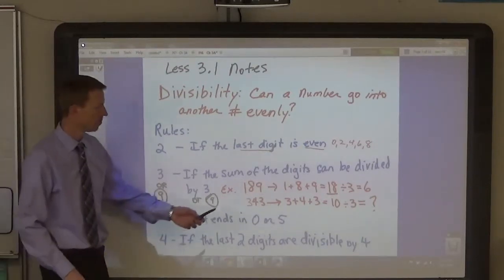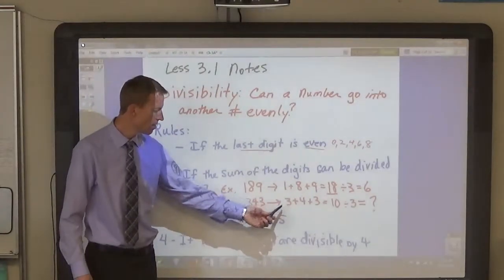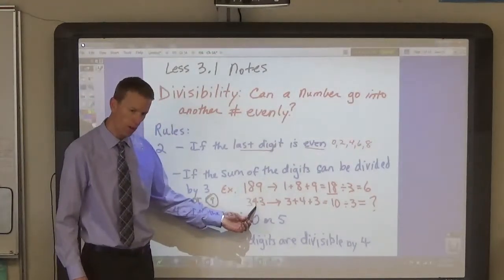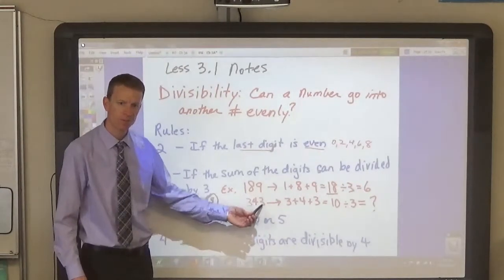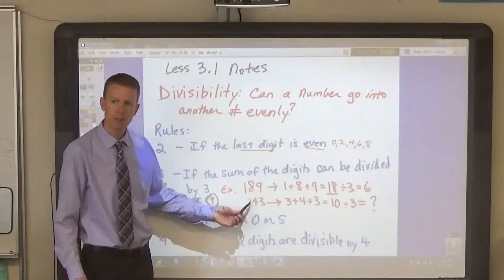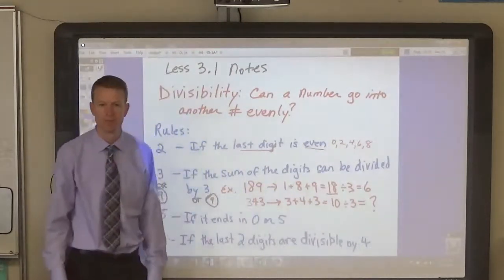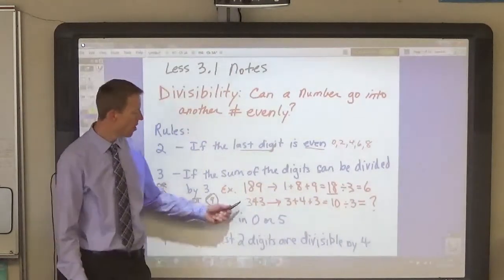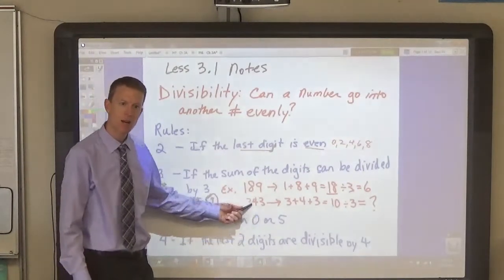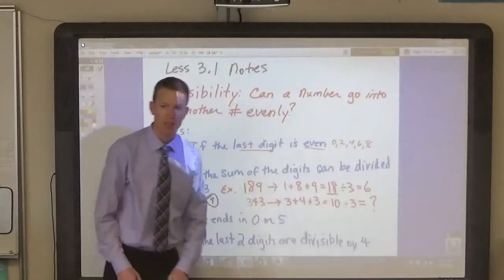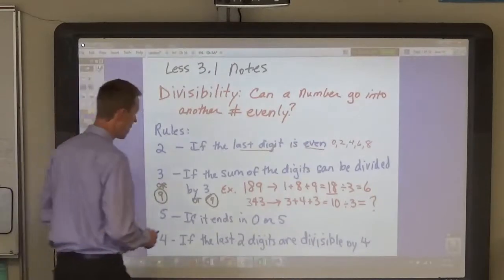Look. 343. If we add the digits 3 plus 4 plus 3, what's the sum of these digits? 3 plus 4 plus 3 is? 10. Is 10 divisible by 3? No. Not evenly, no. And so 343 is not divisible by 3 evenly. If the sum of the digits is divisible by 3, then the whole number is divisible by 3.